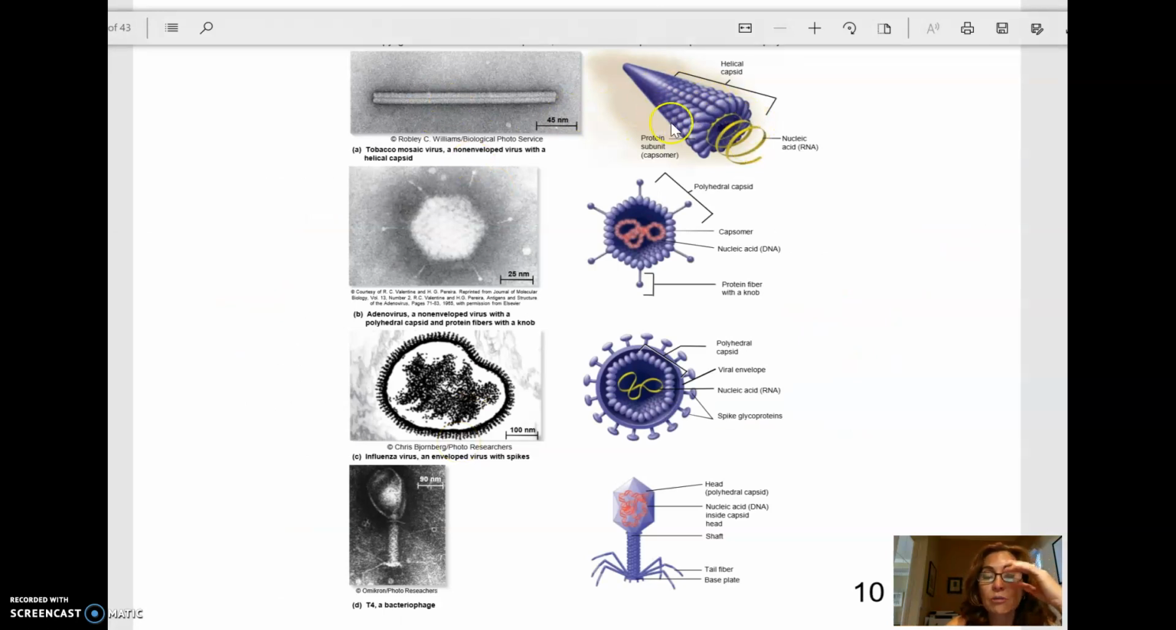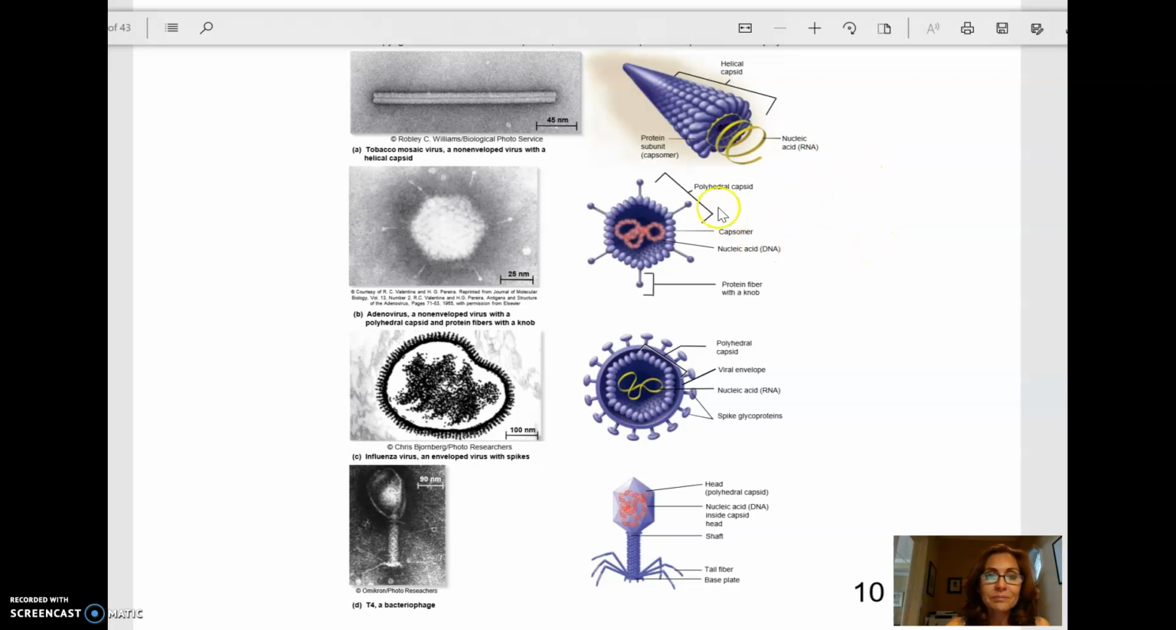This is a tobacco mosaic virus. It has a helical capsid. It looks kind of like a churro, quite frankly. And then here's the nucleic acid, RNA in the middle. So that would be like the cream inside the churro, except, you know, it's not going to be delicious because it's obviously a virus infecting a tobacco leaf.